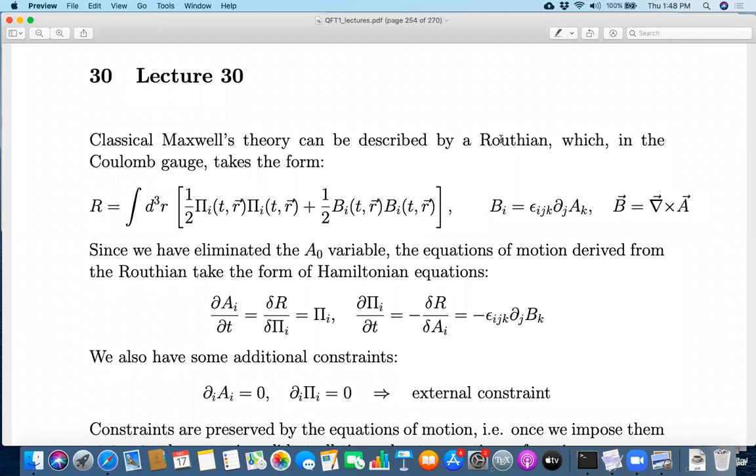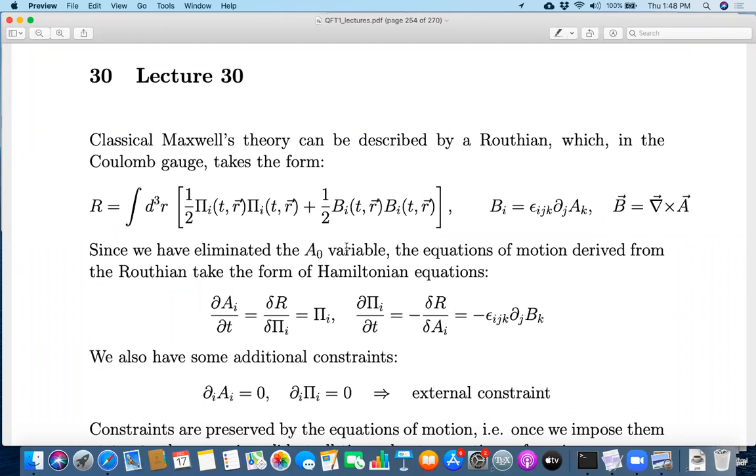And then we saw that in the Coulomb gauge, the Rauthian takes a very specific form, where the A0 basically disappears because A0 is set equal to 0 by the equations of motion in the Coulomb gauge. And the Rauthian has this simple form. It has the square of the momentum that is conjugate to the A_i's. And then you have some kind of term involving the A_i's. But we have written it in terms of the magnetic field, B_i. B_i is determined in terms of the A_i's by this equation, or equivalently by saying that B is curl of A.